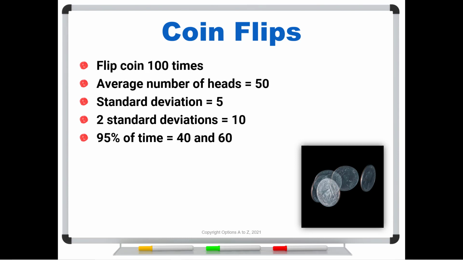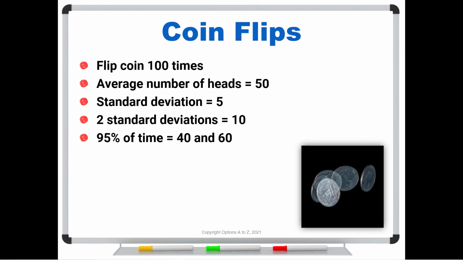So to make this clear, let's say that you flip a coin 100 times, but you repeat that experiment thousands of times, each time flipping it 100 times and recording the number of heads. What you're going to find is that 95% of those trials, you're going to get somewhere between 40 and 60. And yes, that means that 5% of the time you're going to get either something less than 40 or something greater than 60.